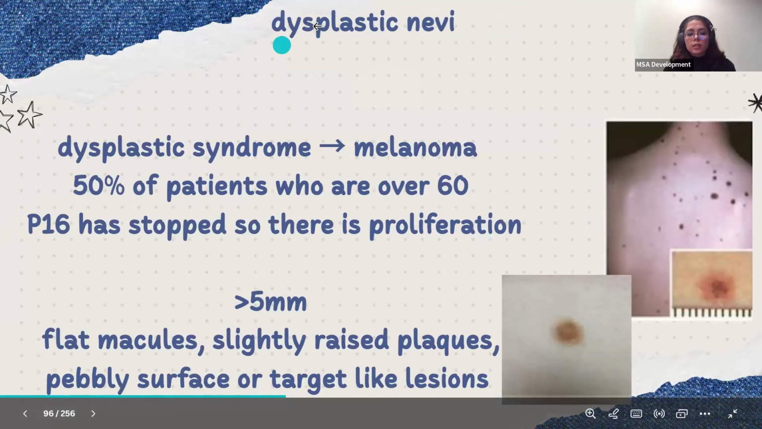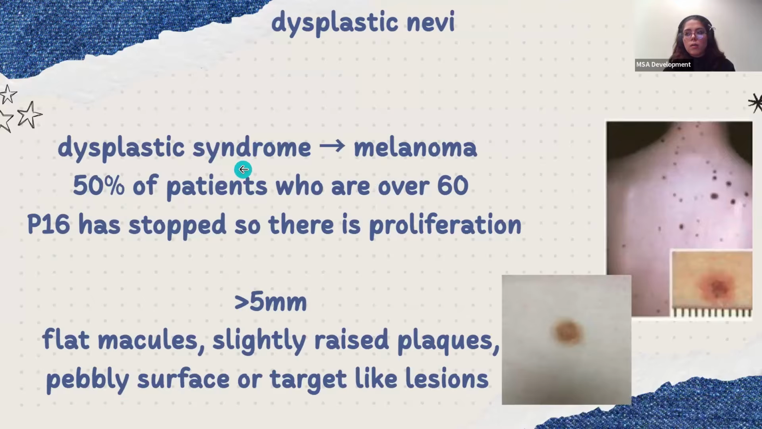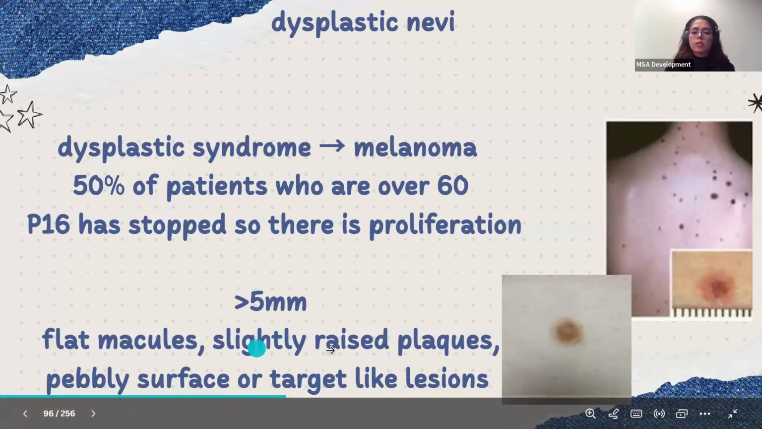This is dysplastic nevi. Dysplastic nevi syndrome, kind of in a way, is a precursor to melanoma, but not usually. So people with a lot of moles, they need to watch out and know, like, hey, just be careful. Okay, 50% of the patients who are over 16 have it. The P16 has stopped, so there is a proliferation of the melanocytes. It's more than 5 millimeters, flat macules, slightly raised sacs, pebbly surface, or target-like lesions. This is not a halo nevus. Please watch out. Okay, halo nevus, there's a very clear white ring beside it.